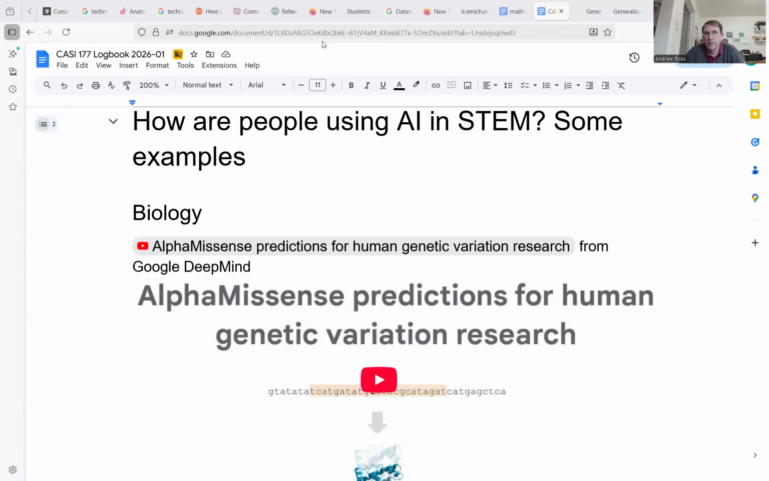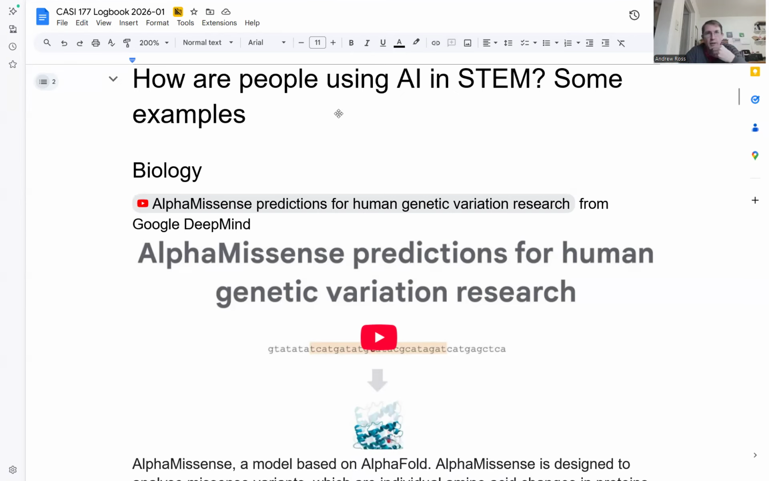Let's look at some examples of how people are using AI in STEM. These are just some things I've come across that kind of caught my attention.